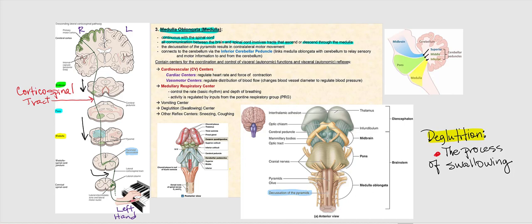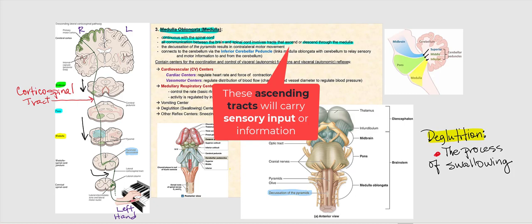So for example, if we're looking at ascending tracts that begin at the level of the spinal cord, and its final destination will be the cerebral cortex, these ascending tracts will have to go through the medulla, through the pons, through the midbrain, and eventually reach the cerebral cortex.